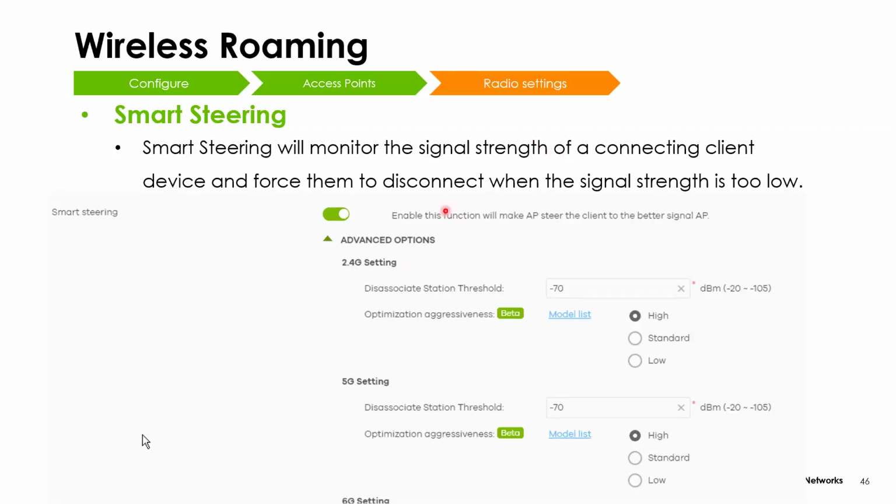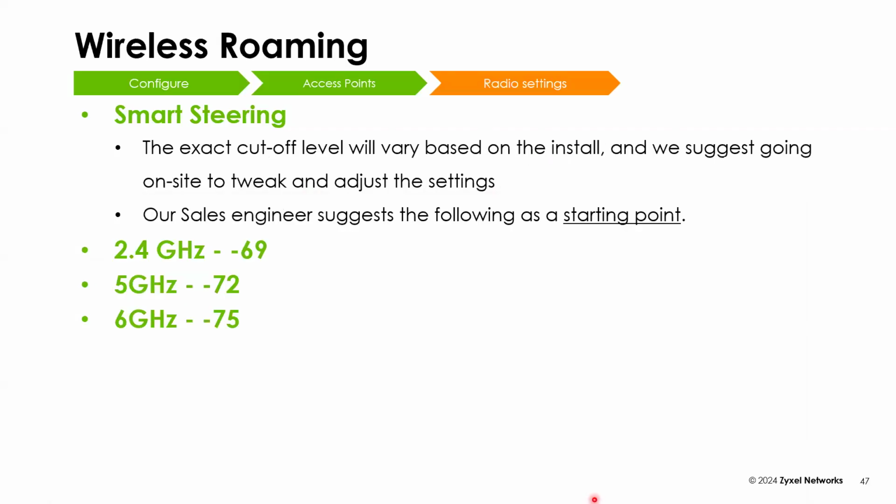So you turn that feature on. And by default, the signal strength threshold before we try to kick them off is set to -70. And that is probably not the setting you want to use. So our sales engineer, Marcus, has given some suggestions of at least where to start. So for 2.4 gigahertz, start at -69. For 5 gigahertz users, start at -72. And for 6 gigahertz users, start at -75.